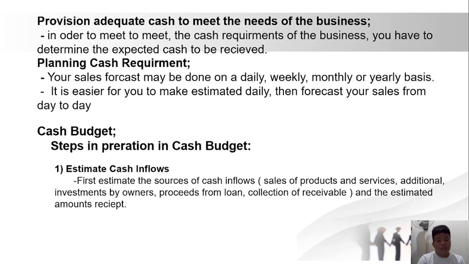Cash budget. Steps in the preparation of a cash budget. First is estimated cash flows. First, estimate the sources of cash inflows: sales of products and services, additional investments by owners, proceeds from loans, collection of receivables, and estimated amounts received.